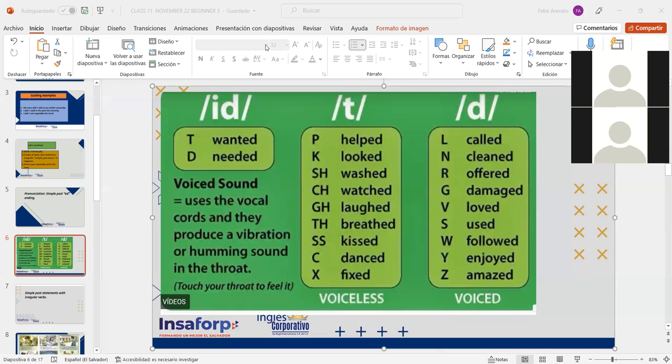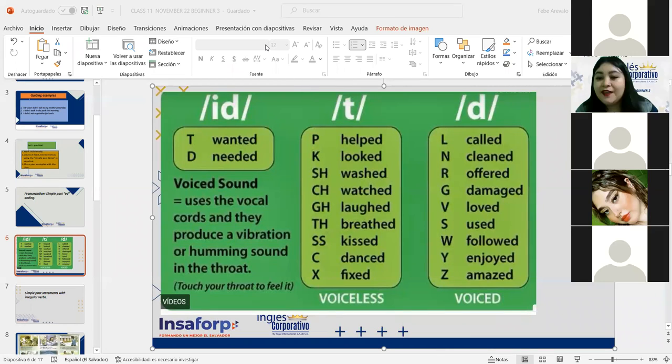Let's go with, let me check, because another message just came in here. Vanessa can't participate, and also Karen Martinez can't. Okay, let's go with Fatima Enriquez. Okay, Fatima, please tell me the vocabulary.